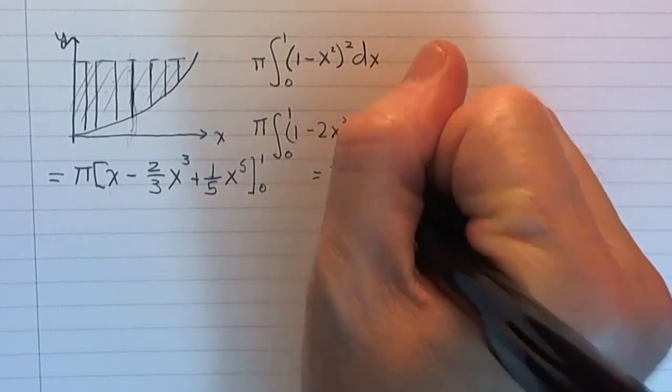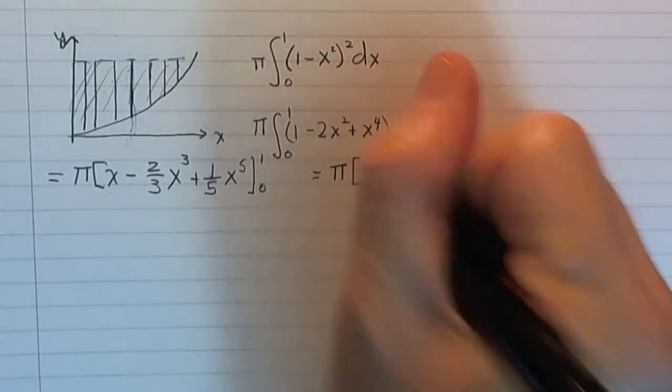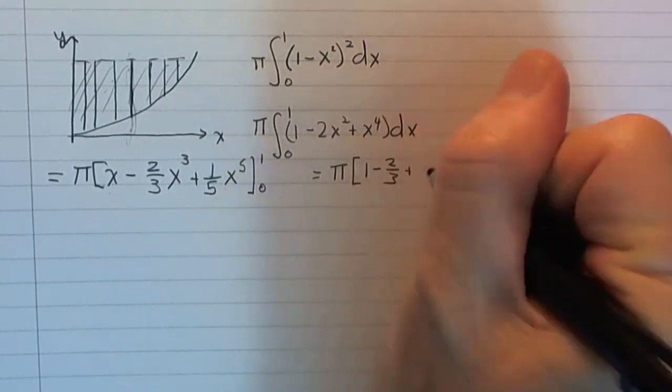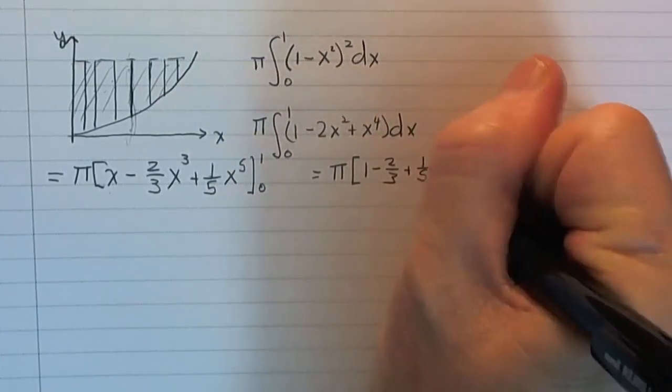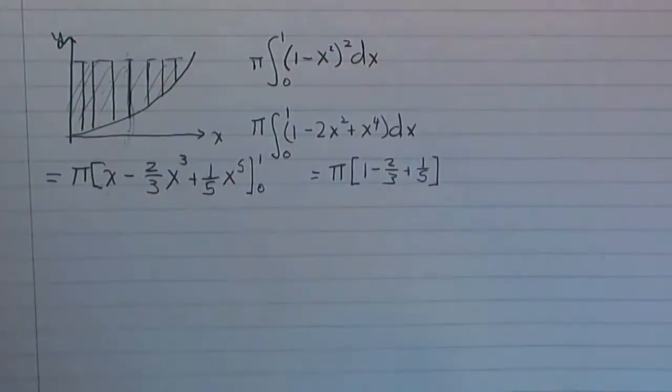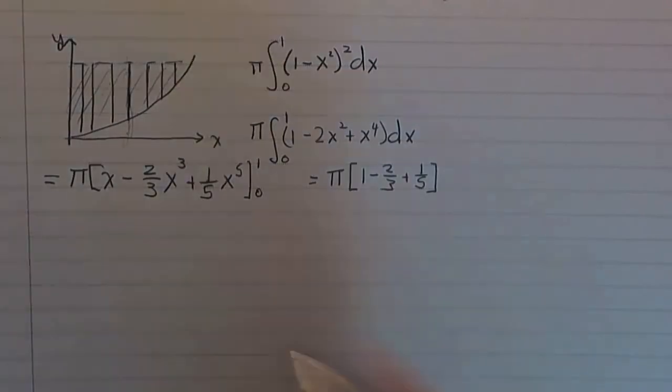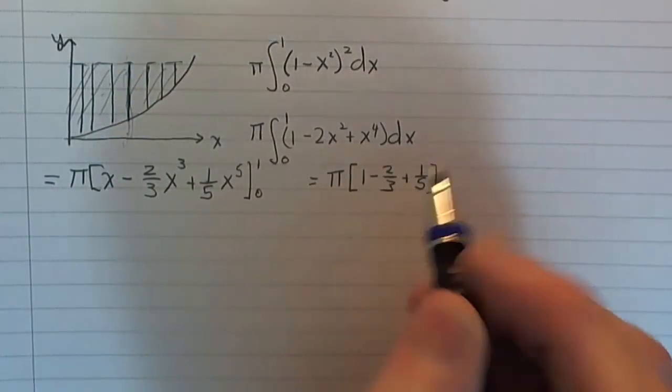We've got pi times 1 minus 2/3 plus 1/5, minus plugging in a 0. Well, when you plug in a 0, everything is 0. So this is your answer right here.